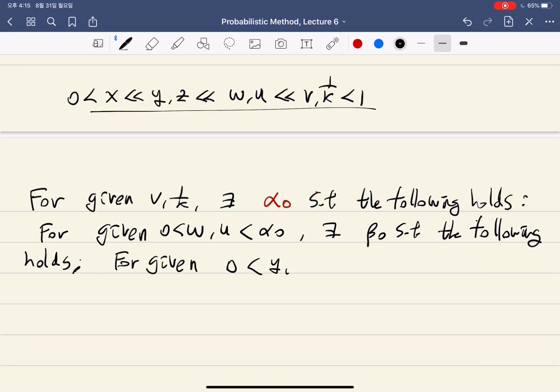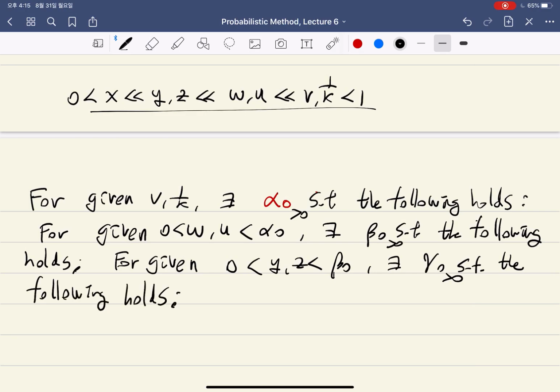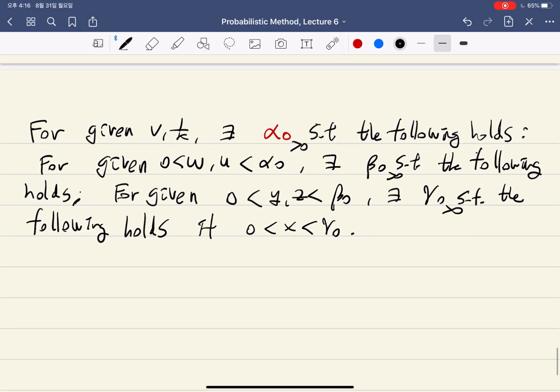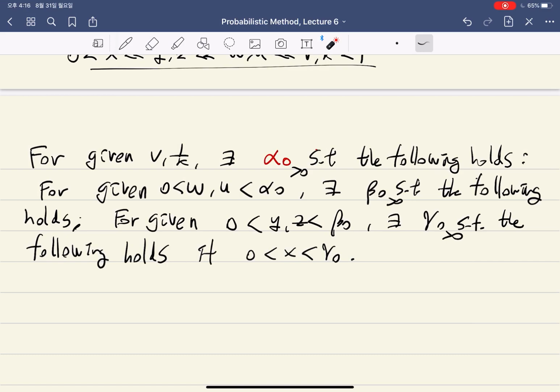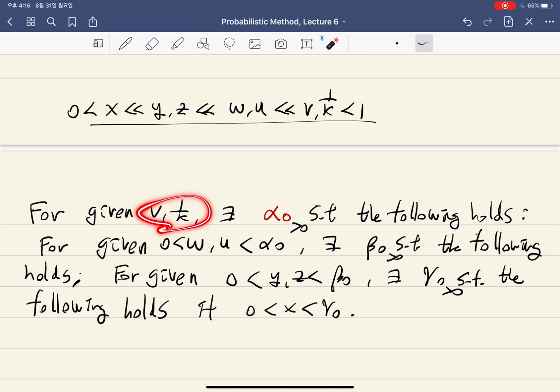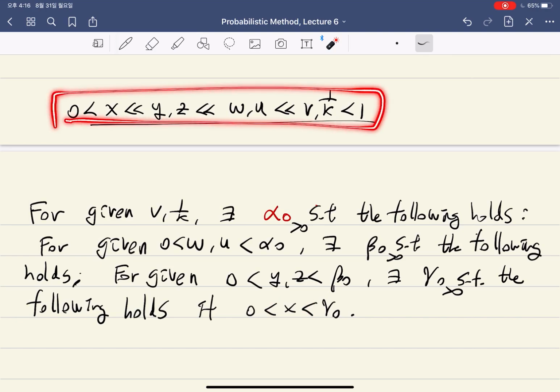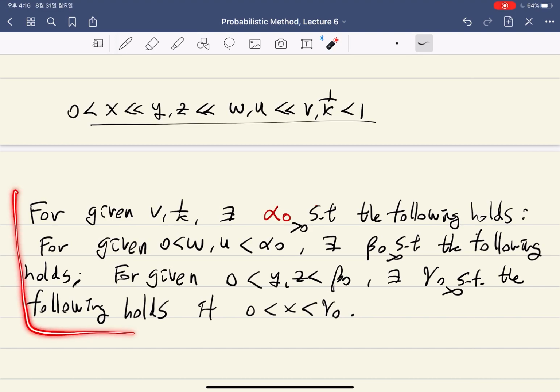And again for given y g, which is smaller than this beta 0, there exists gamma 0 such that, of course, these are all positive, the following holds. And the following holds if x is smaller than gamma 0. So there are some cases that, in order to make the statement work, for given these two, the other two must be sufficiently small. But when these are fixed, we need to also make sure that the other two are sufficiently small. And when these are fixed, the other one must be sufficiently small. So if you formally write this in a mathematical sentence in a rigorous way, this is the correct statement.